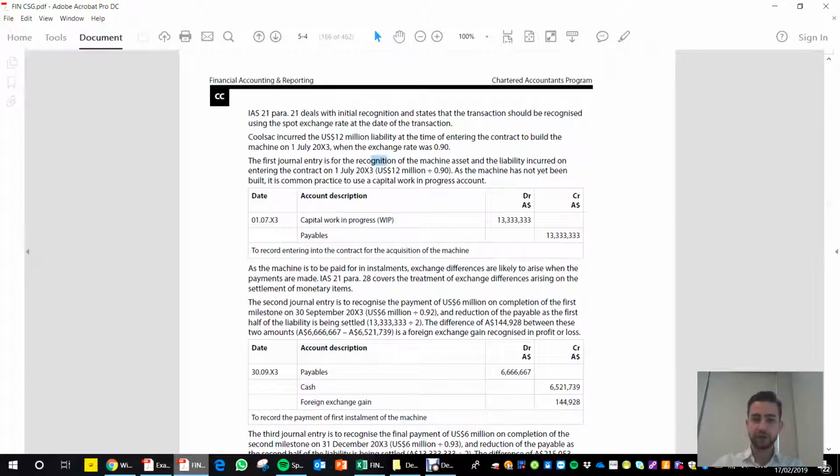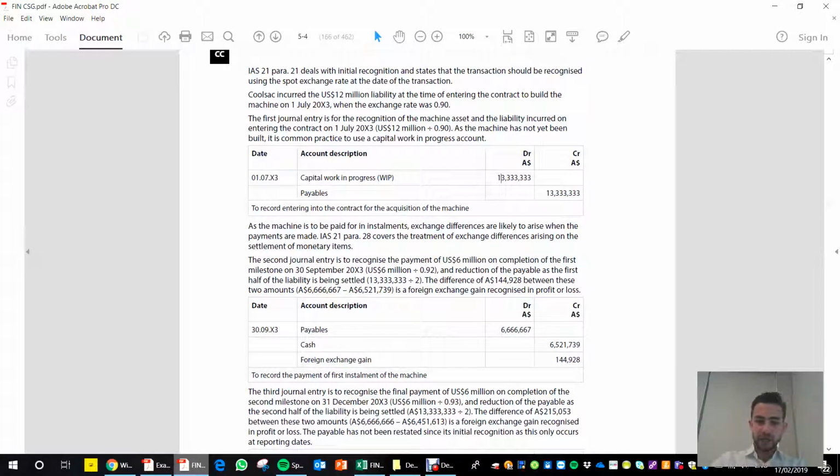So in $12 million US, in Australian we convert it at the exchange rate on that day because it's the transaction, we use the spot rate. So it's going to be 12 million divided by 0.9 equals 13.3 million Australian payable, and then 13.3 million capital work in progress. Because of exchange rate differences, there's likely to result in a gain or a loss when we actually have to revalue it or the next transaction is incurred.